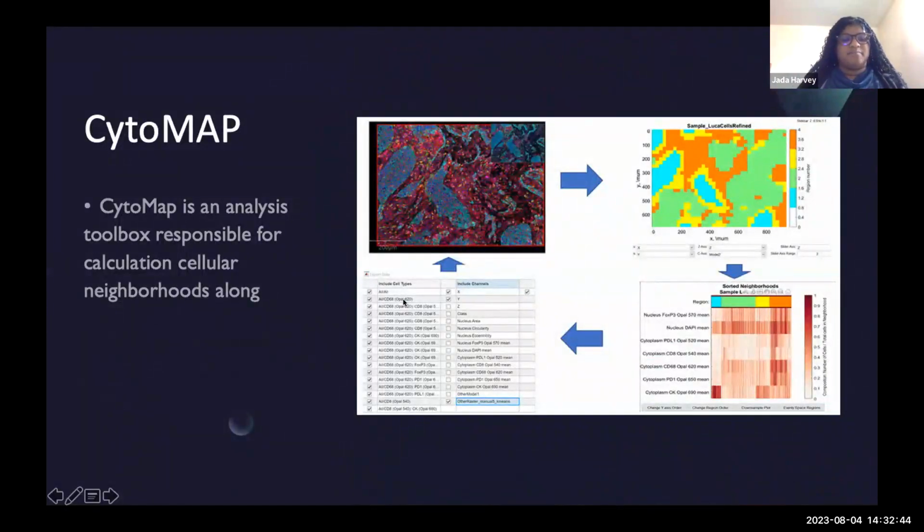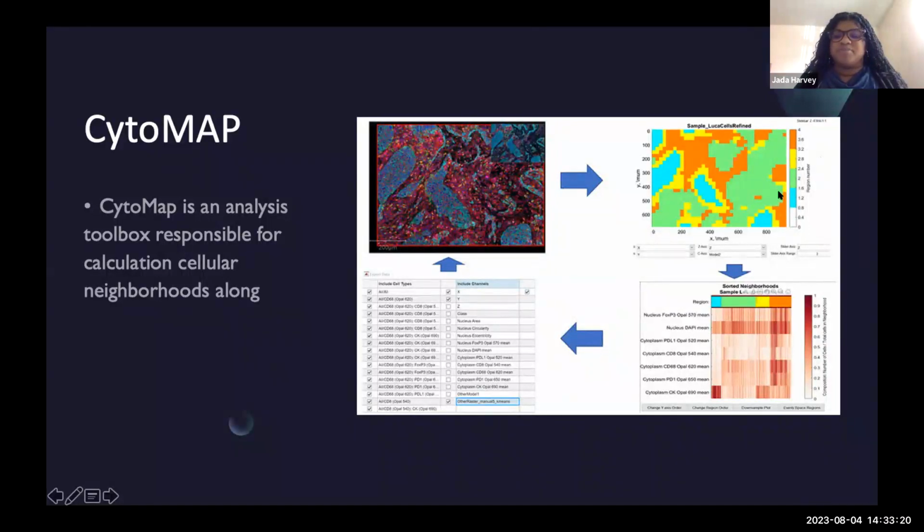Now for the CytoMap analysis. CytoMap is another analysis tool that we use for the classification of cellular neighborhoods. As I stated before, you use the classifications that you generate in your QPath to export into CytoMap. CytoMap generates cellular neighborhoods based off of your classifications and your trainings of various cell types, based on the abundance of cell types within each neighborhood.